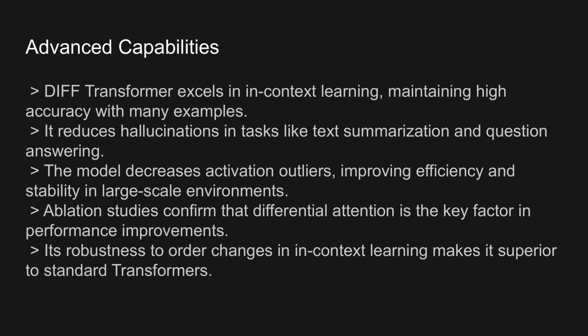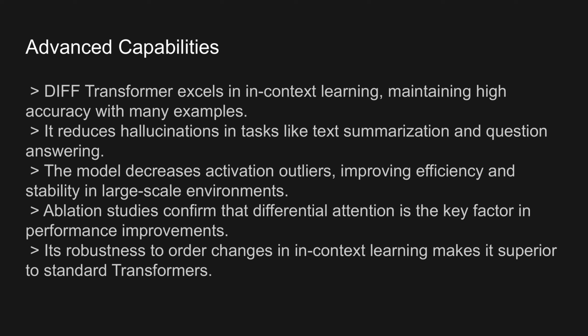Exactly. In particular, Diff Transformer demonstrates much higher accuracy when more examples are given. It can handle increasing numbers of samples while maintaining consistent performance. The robustness of Diff Transformer also stands out here because its accuracy doesn't drop much when the order of examples is changed, which has been a weak spot for regular transformers. I see. So not only does Diff Transformer perform better in context learning, but it's also less sensitive to the order of the examples. That's a big advantage.